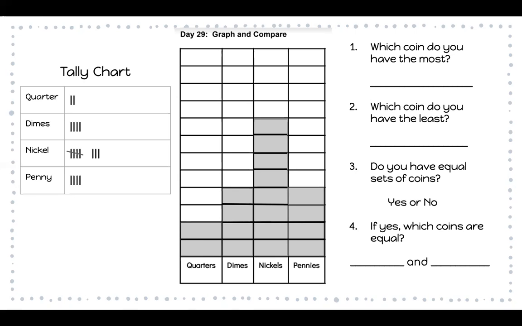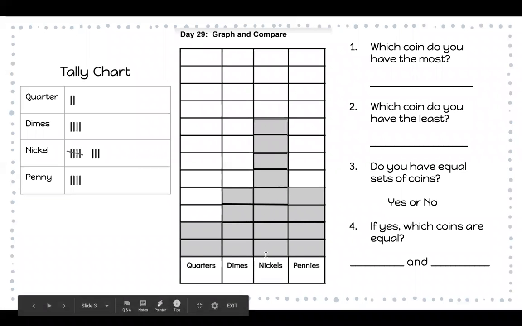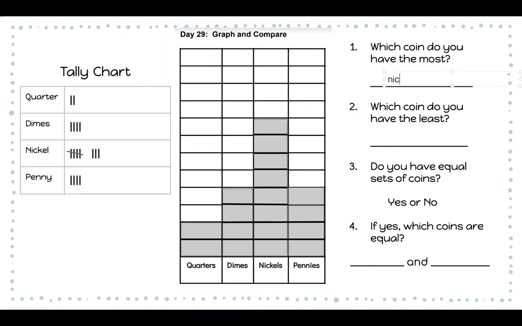Now that I have completed my graph and my tally chart, I'm going to answer the questions about the data that I collected. For question number 1, which coin do you have the most? If I look at my data, I can tell I have a lot more nickels. I have 8 nickels, so that's the most. So which coin do you have the most? I have more nickels.